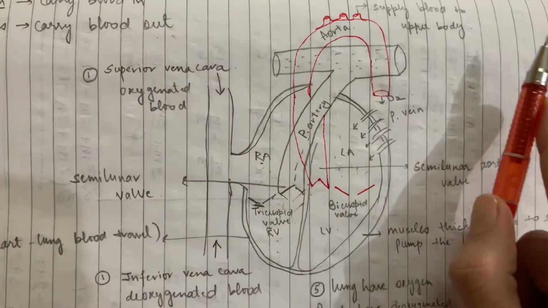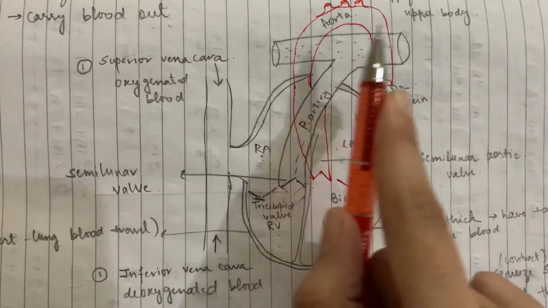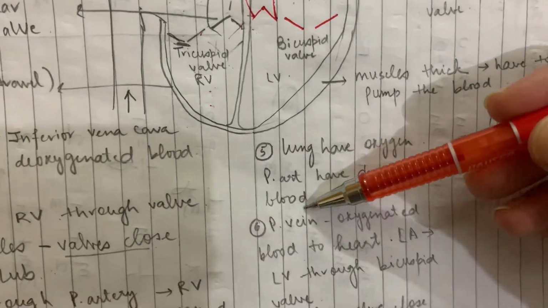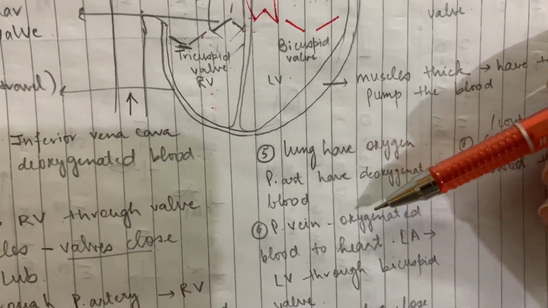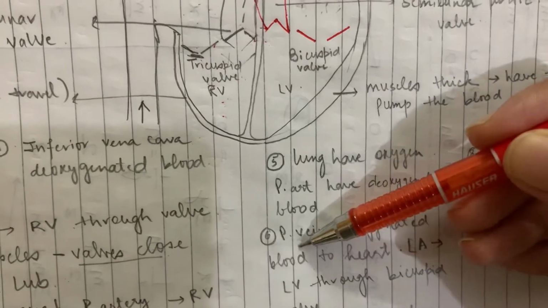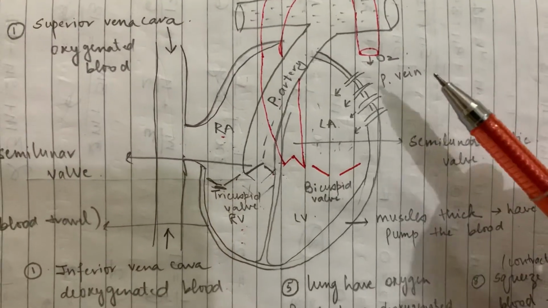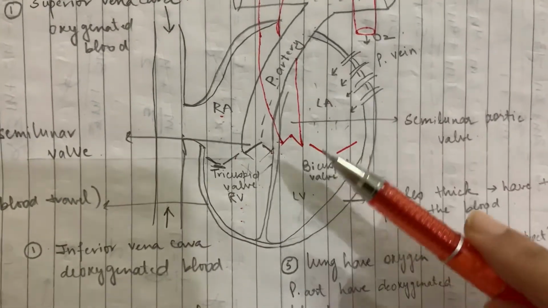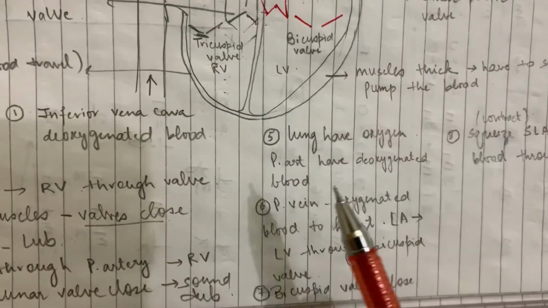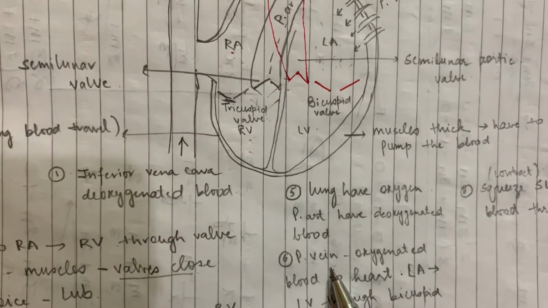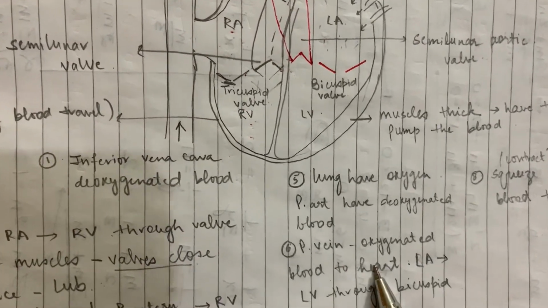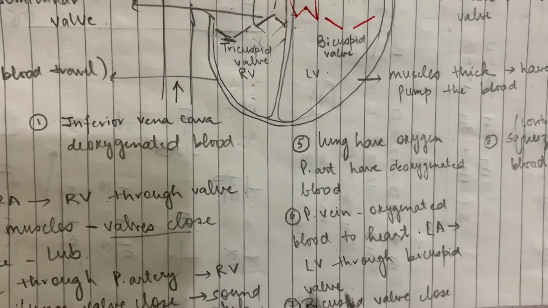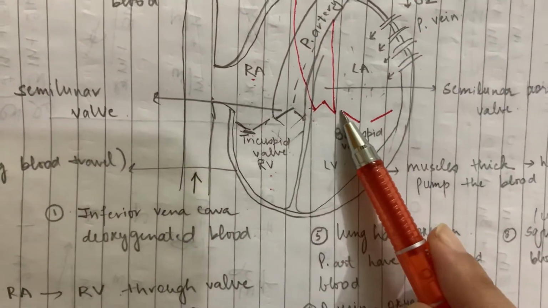Now we will study how oxygenated blood gets transported into the body. So the pulmonary vein carries the oxygenated blood to the heart. The pulmonary vein enters the left atrium, which goes to the left ventricle. That means the pulmonary vein carrying oxygenated blood to the heart goes from the left atrium to the left ventricle through the bicuspid valve. That means it has 2 cusps.